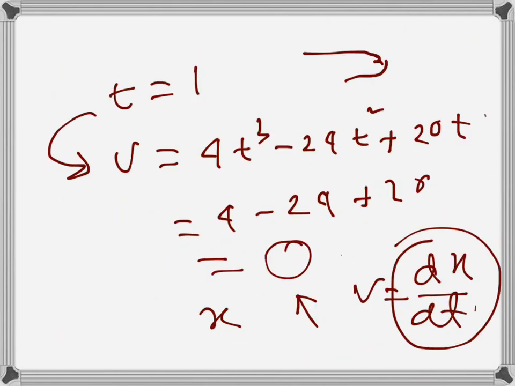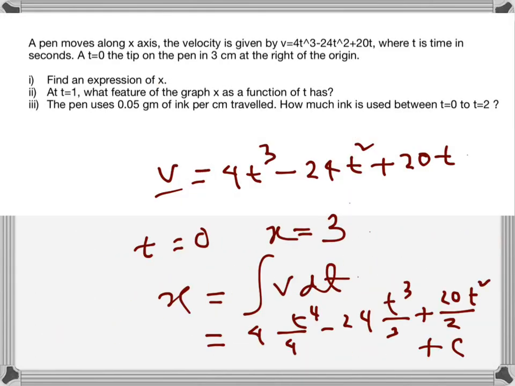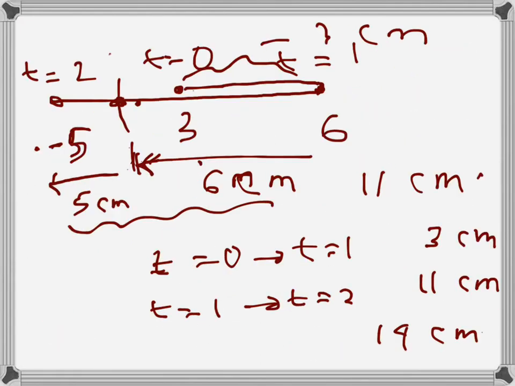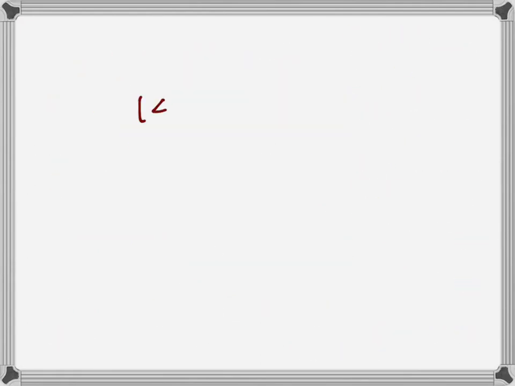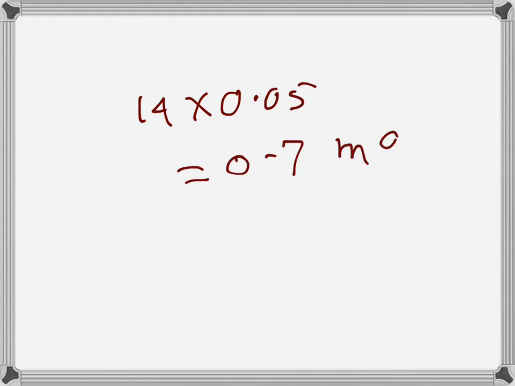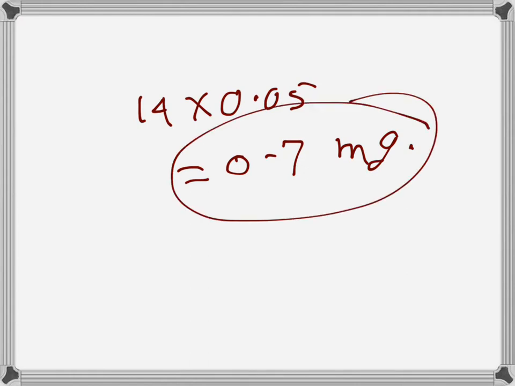In question 3 we were asked, the pen uses 0.05 gram of ink per centimeter traveled. How much ink is used between 0 to 2 seconds? So it has traveled 14 centimeter. So ink used is 14 times 0.05, which is 0.7 gram. That much ink is used by the pen from 0 to 2 seconds.